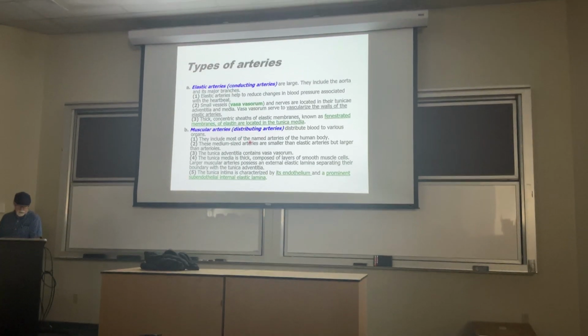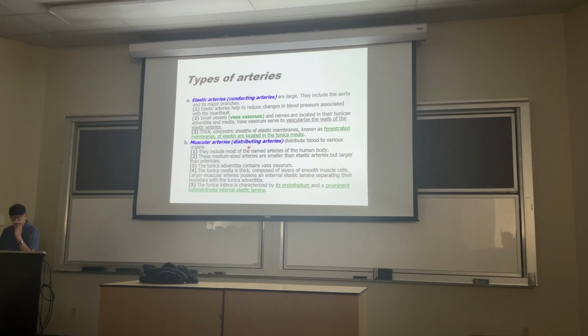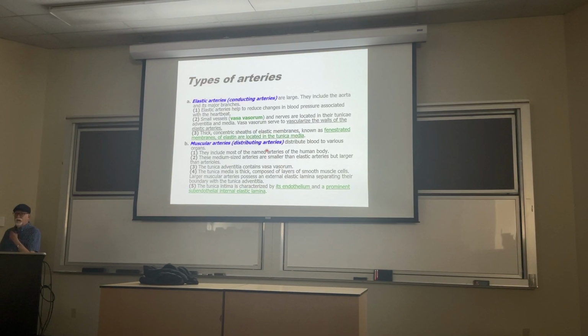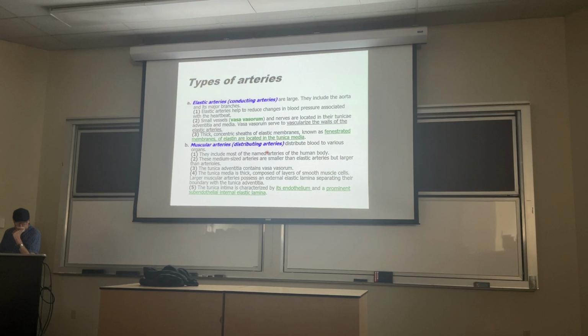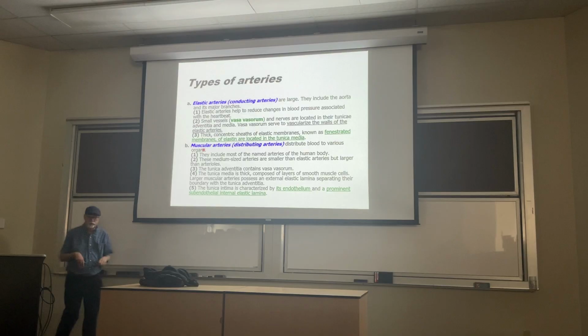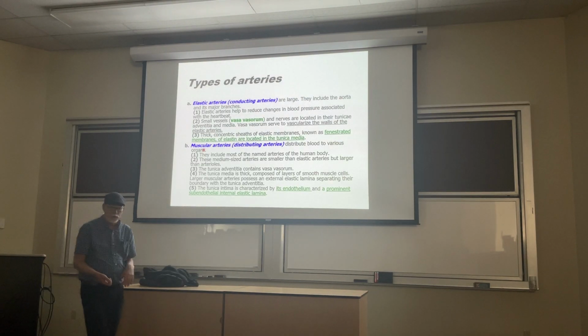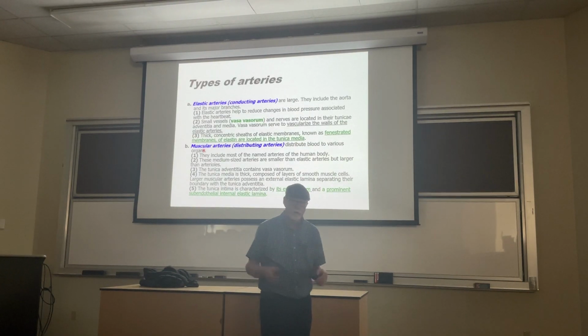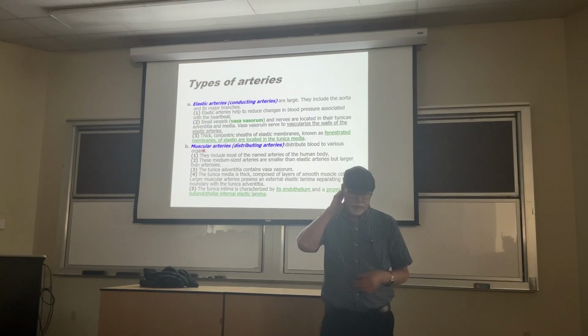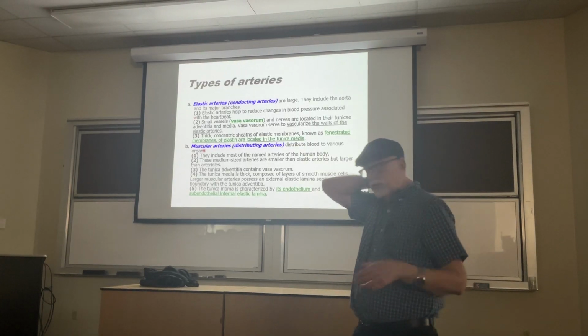Muscular arteries are also called the distributing arteries. In their tunica media, we have smooth muscle. These are most of the named arteries in the body. So if you look at the cadaver and you say, okay, there's the radial artery or the ulnar artery or the musculocutaneous artery or the brachial artery or the femoral artery, any of those are all muscular distributing arteries.